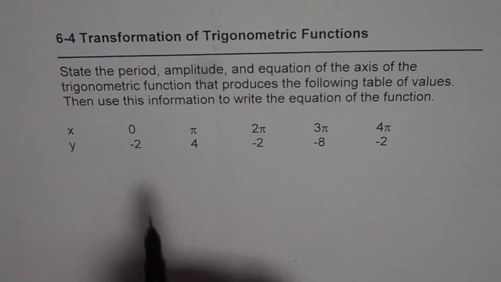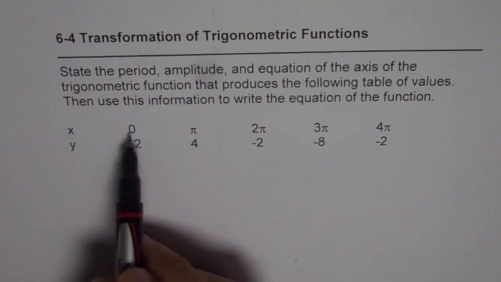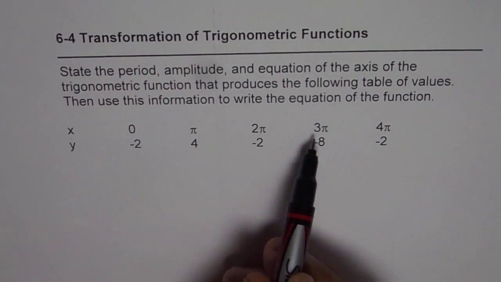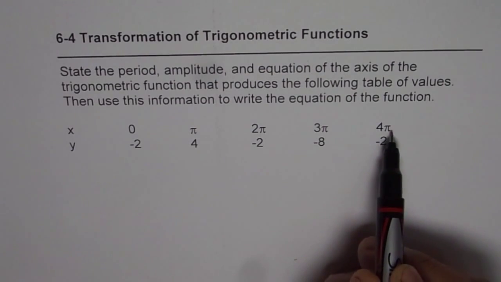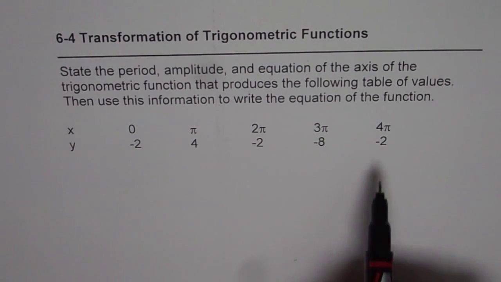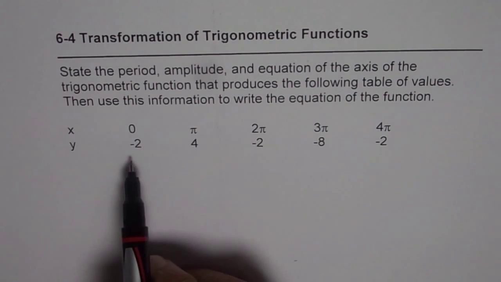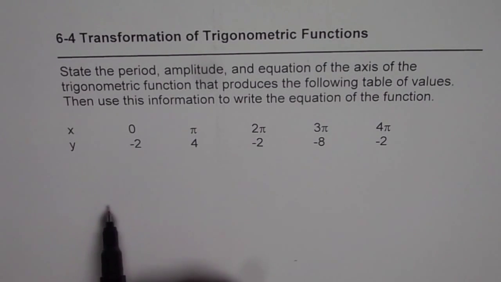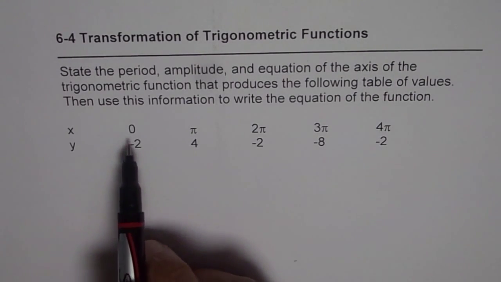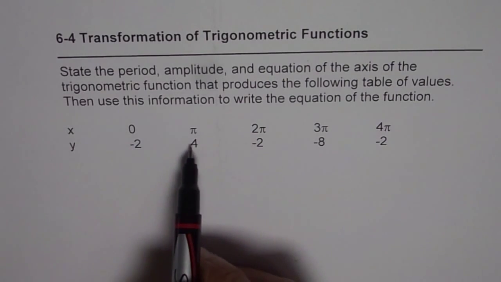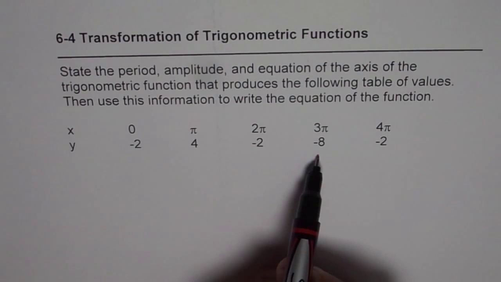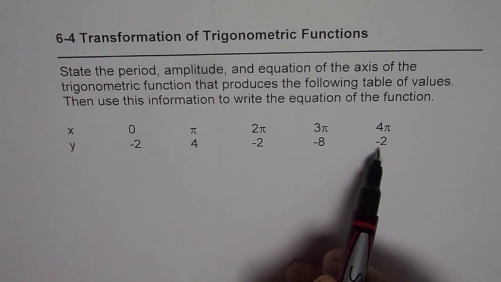So we are given 5 key points for x and y. If x is 0, y is minus 2. For pi it is 4, for 2 pi it is minus 2, for 3 pi it is minus 8, and at 4 pi the value of y is minus 2. As we can see, the function is minimum at minus 8 and maximum at 4. To start with, at 0 it starts with minus 2, increases to 4, comes down to minus 2, further goes down to minus 8, and then comes back to minus 2.